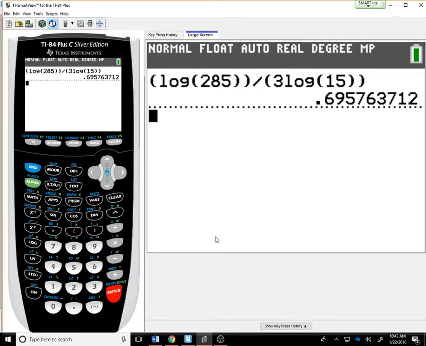Which is approximately 0.7. That's your answer? That's what x is, yes, that's the answer, that's what we're looking for. Questions?